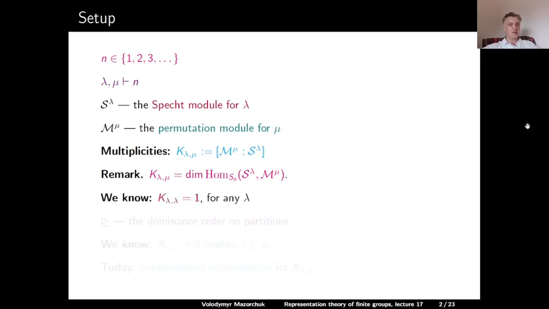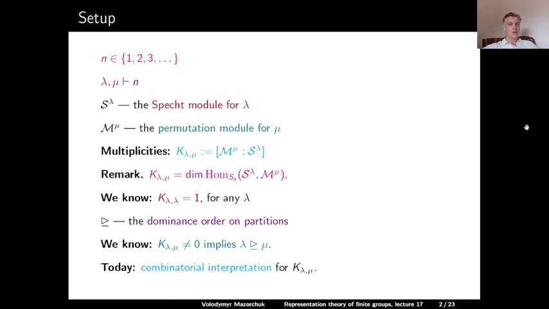We have already established that k lambda lambda is equal to 1 for any lambda. And if we use our usual notation for the dominance order on partitions, we know that k lambda mu is non-zero only in the case when lambda dominates mu. So the aim of today's lecture is to give a combinatorial interpretation for these multiplicities k lambda mu.